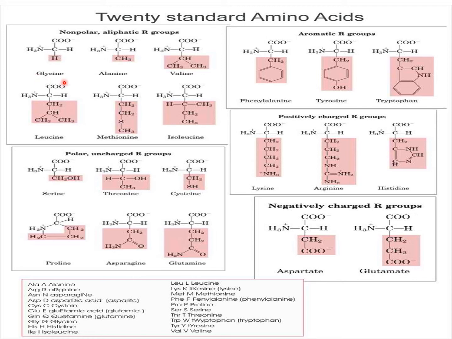And the 20 standard amino acids again are categorized or classified into groups depending on the type of side chains that they have. For example, we have the non-polar aliphatic R groups, right? Kindly remember the different amino acids belonging in this group. Same with the aromatic R groups, the positively charged R groups, negatively charged R groups, and the polar uncharged R groups.